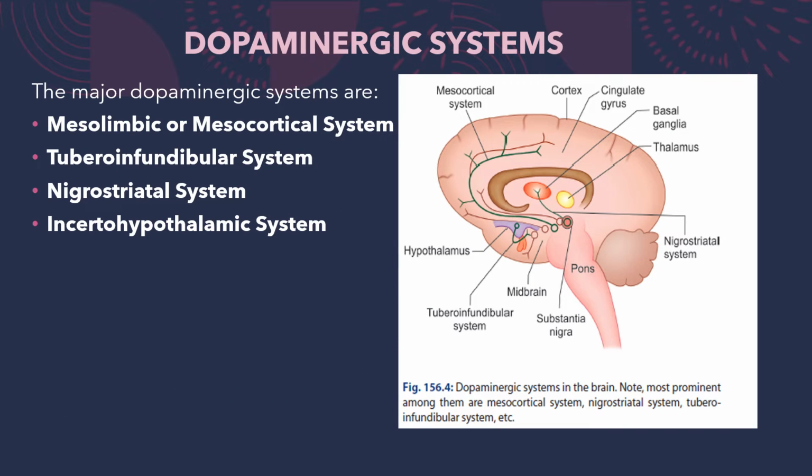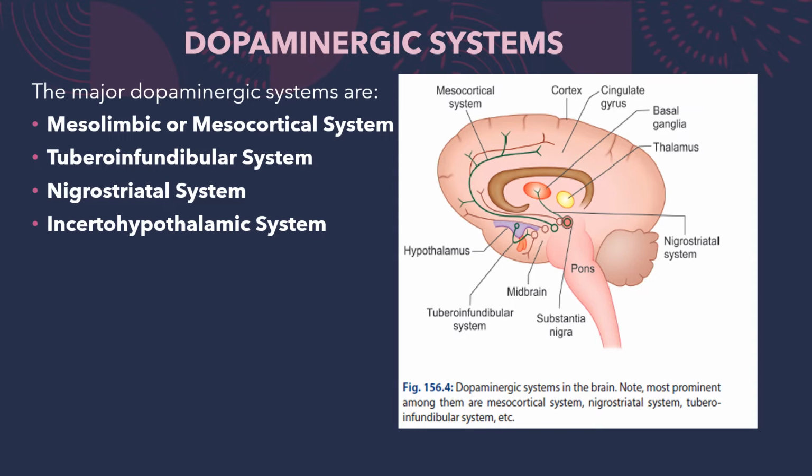The major dopaminergic systems are the mesolimbic or mesocortical system, the tuberoinfundibular system, the nigrostriatal system, and then the incertohypothalamic system, connected with the hypothalamus.